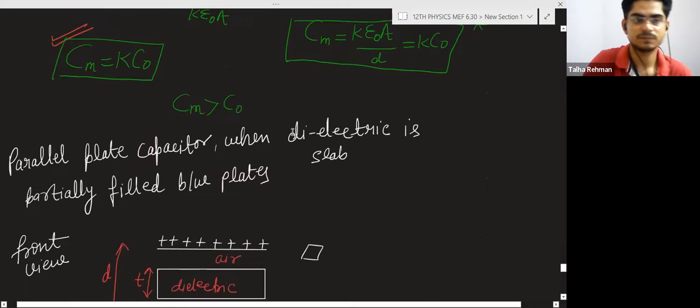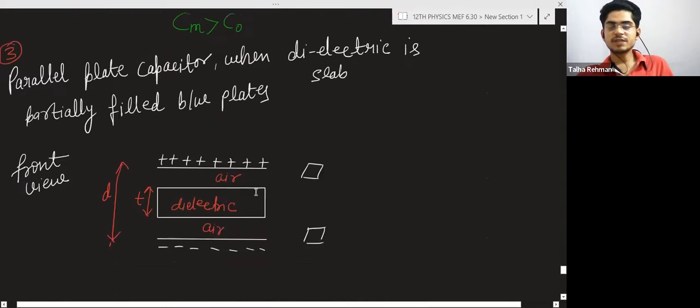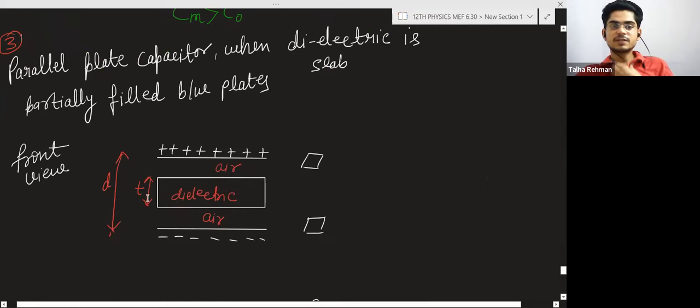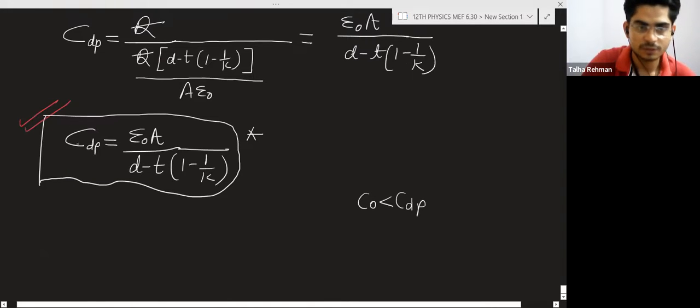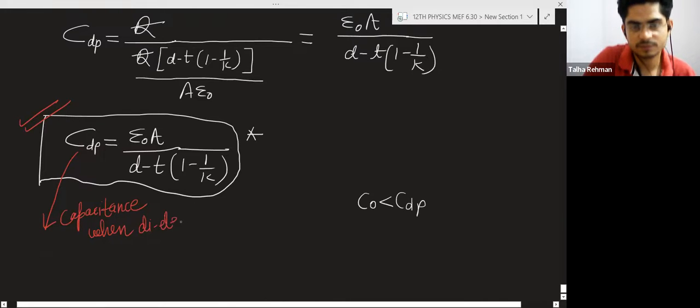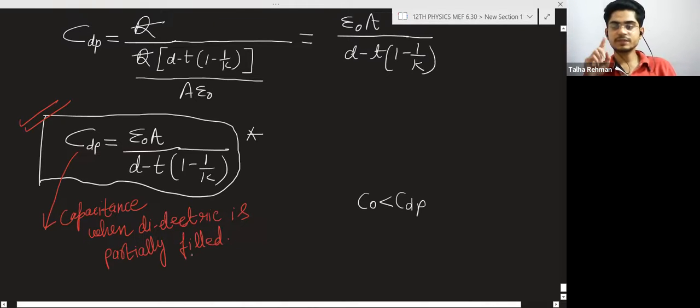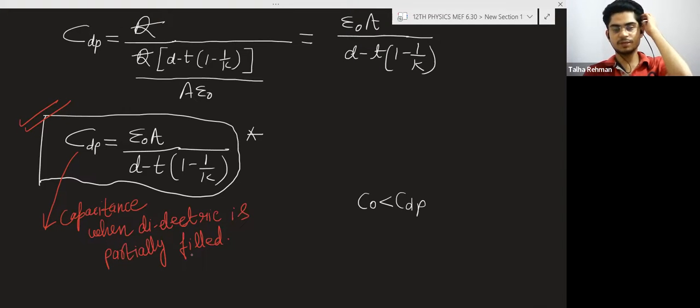And there is another case, case number three: parallel plate capacitor when dielectric is partially filled, not fully filled, meaning the dielectric is filled in a thickness T. The distance between the two plates of the capacitor is D, and I have derived the formula and we got this result. This is the capacitance when the dielectric is partially filled. This looks complicated, but it is not complicated, believe me. Then we will solve the question, then you will get to know.